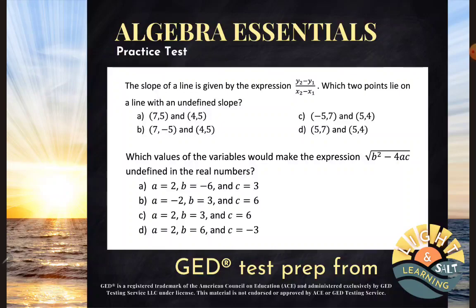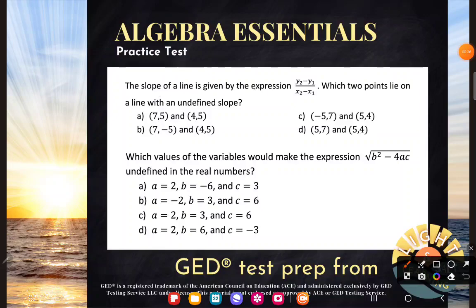We've got this. So first example, the slope of a line is given by the expression y2 minus y1, sometimes we call that the change in y, over the quantity of x2 minus x1, or the change in the x's. Which 2 points lie on a line with an undefined slope? Okay, so a couple of things I'm giving you. The first is an expression that represents the slope of a line. The slope of a line is given by this expression. So we can use this expression to find slope.